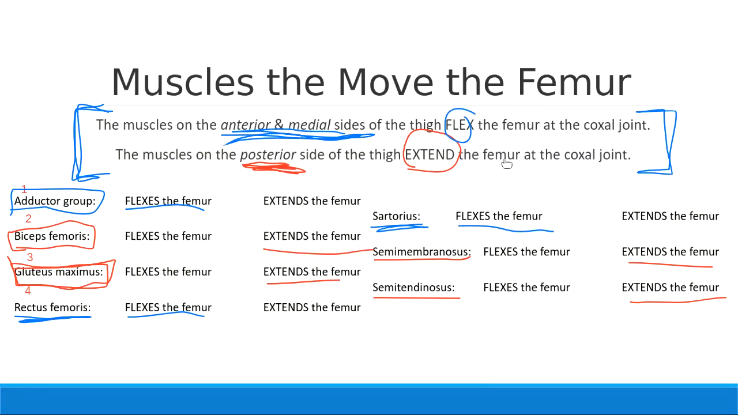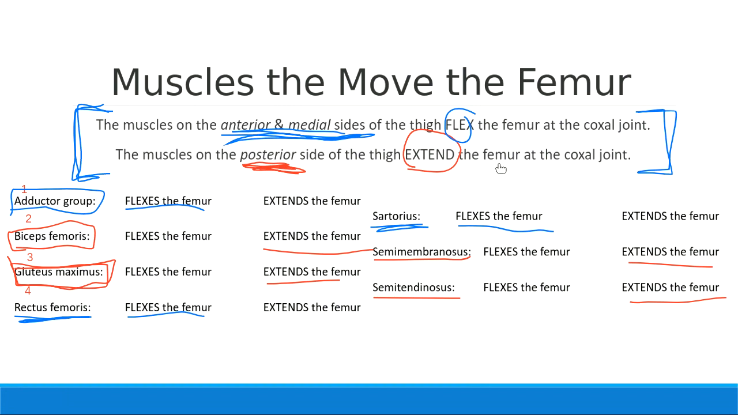So these rules that we just talked about are rules that apply to the femur bone, the big bone in your thigh. So muscles that live on the front and the middle, they're always going to flex the femur. That's our description of what they're doing. Muscles that live on the posterior side of the thigh are always going to extend the femur. So make sure we're not only studying if it is flexion or extension, but also what bone goes along with that. Flexion and extension and the name of the bone.